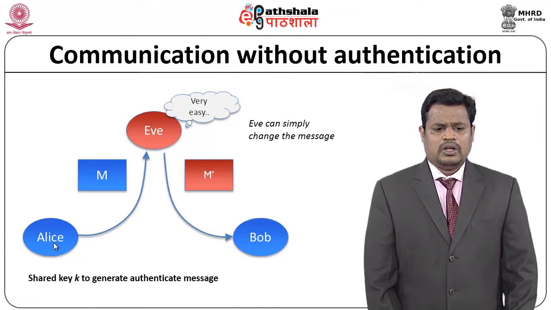Alice knows the secret key, Bob also knows the secret key. So now what happens here is, if Alice is sending a message M, exactly on the path between Alice and Bob, there is one person who already has the key. It is assumed that they already have the shared key.